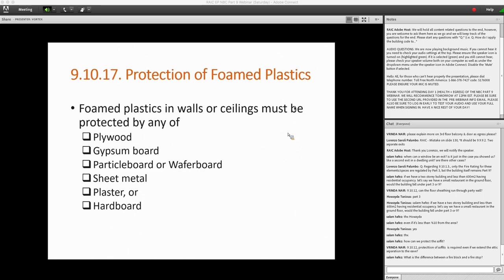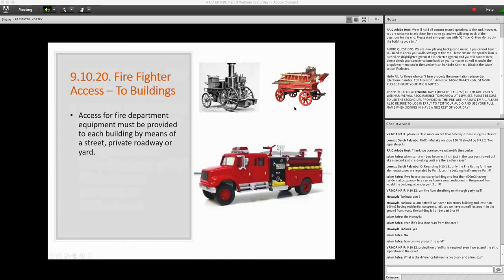Protection of foamed plastics. Sometimes you may have foamed plastic in, for instance, your wall assembly or even for insulating your building. Foam plastics in walls or ceilings are required to be protected by either of the following: plywood, gypsum board, sheet metal, plaster, or hardboard. Basically the same materials that you could use for fire blocking. Now, protection of foamed plastics is discussed in 9.10.17.10 of the code.